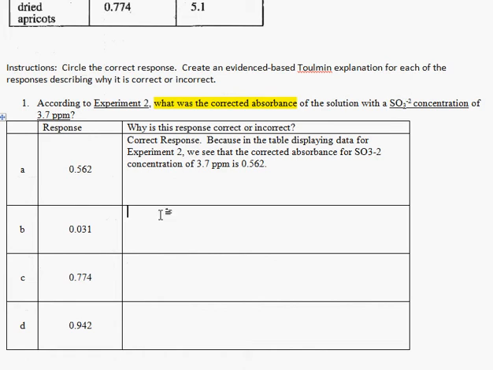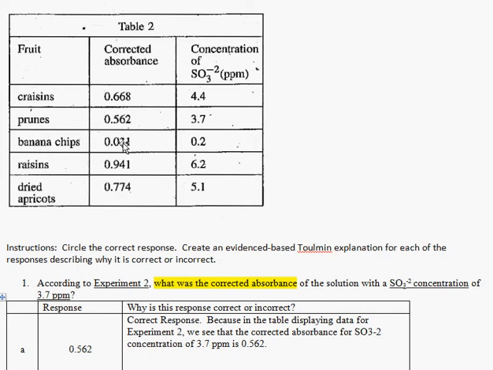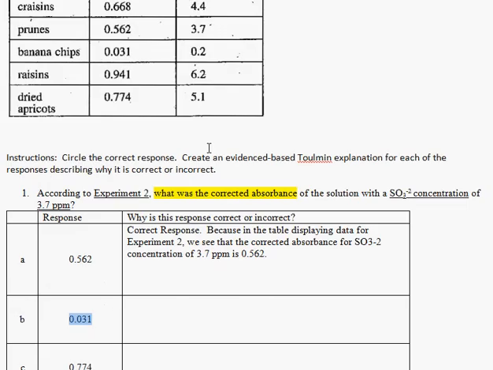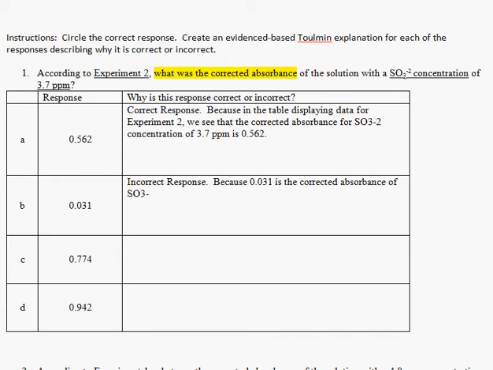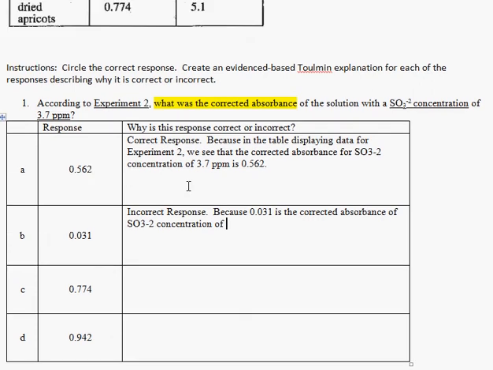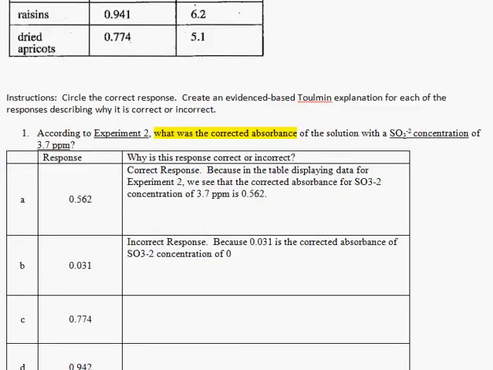Okay, so your video was paused, I hope. Now we're going to look at these other distractors. So 0.031, so let's look for that one. 0.031, that's here. Okay, that's at an SO3 minus 2 concentration of 0.2 ppm, so that's what we're going to put. Incorrect response, because 0.031 is the corrected absorbance of SO3 minus 2 concentration of 0.2 ppm.